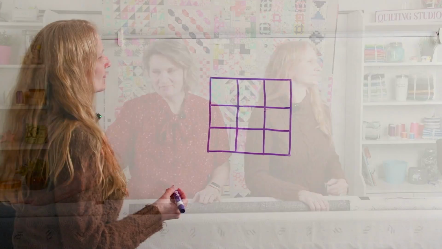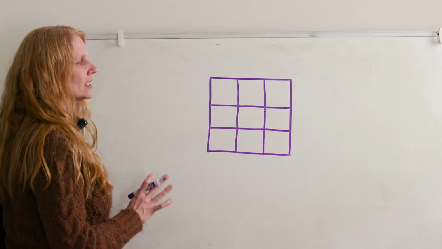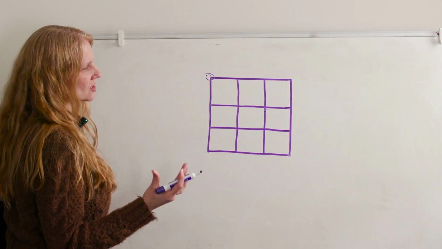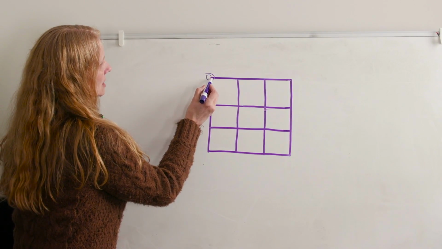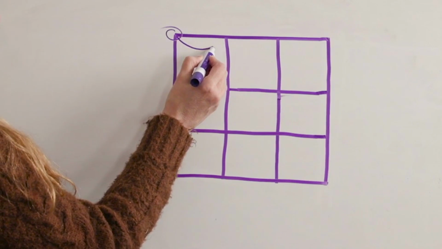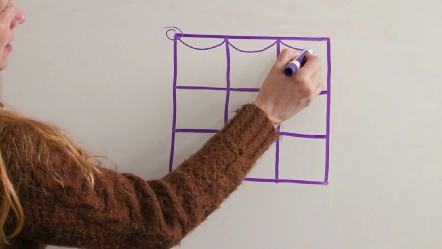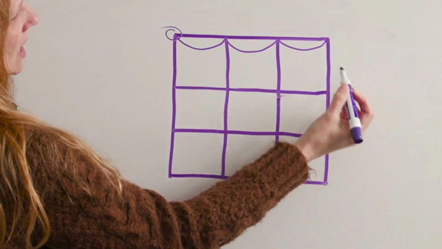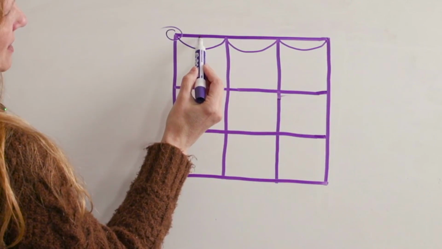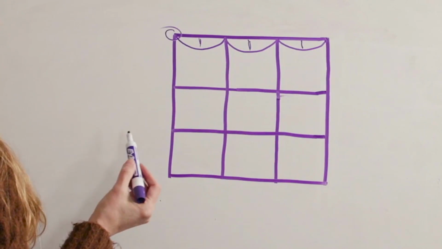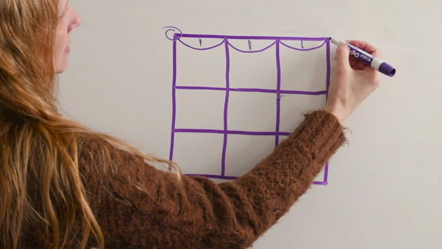Okay, continuous curve is done in a grid. So I'm going to start in my top left corner. You can start wherever you want, but I'm going to start here and I'm going to arc over to the next point, and I'm going to go all the way across the top, arcing over. Ideally, you want to have the space in between here and here and here be equal, but it might be off a little bit if you're doing free motion.